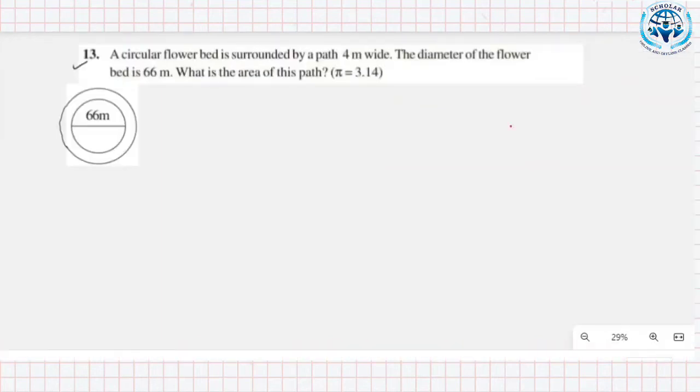Question number 13. Circular flower bed is surrounded by a path 4 meter wide. Diameter of the flower bed is 66 meter. What is the area of this path? What will we do? We will find out the area of the flower bed with path and the area of the flower bed itself. Subtract the area of the flower bed from the area of the flower bed plus path. That means the area of the larger circle.